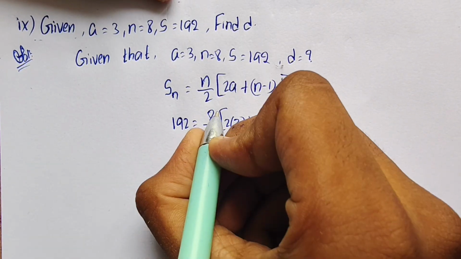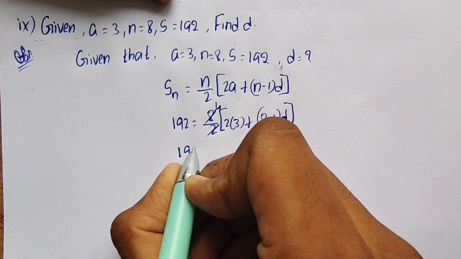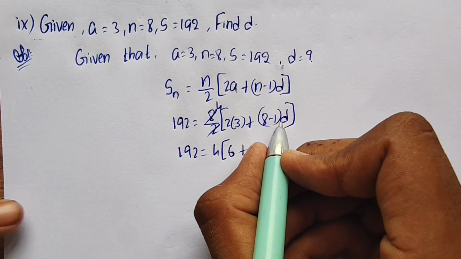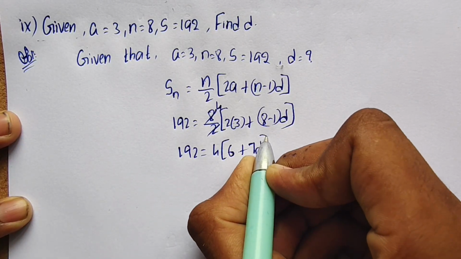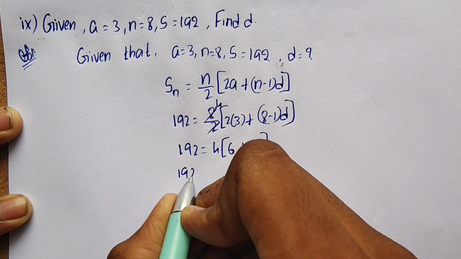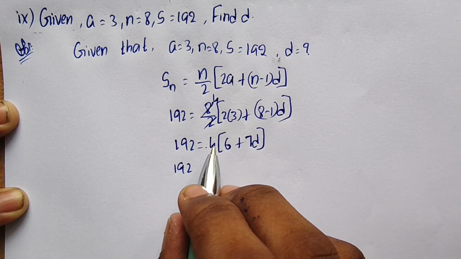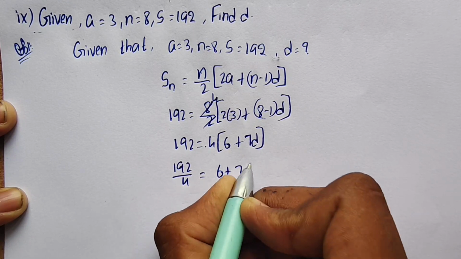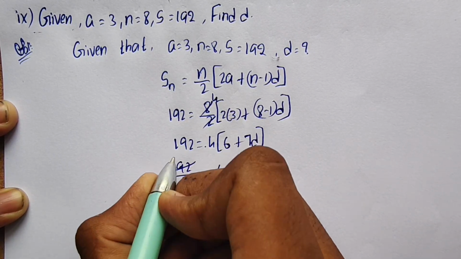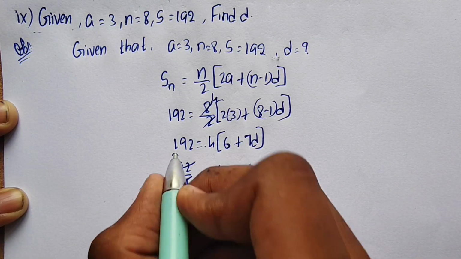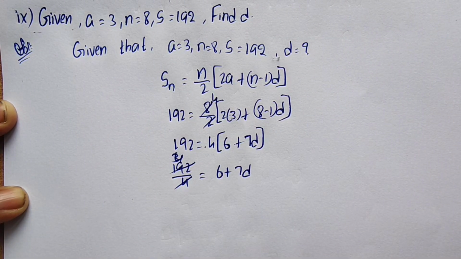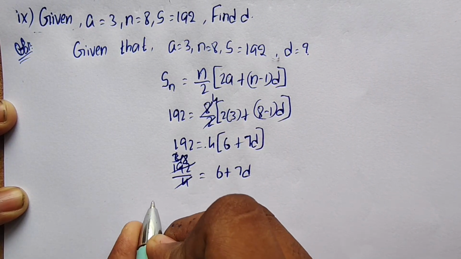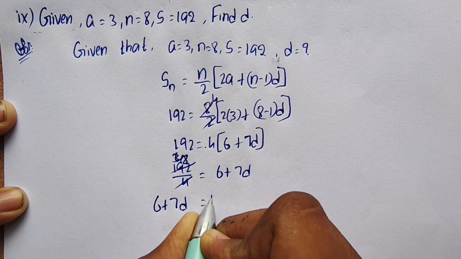So 2 ones are 2, 2 fours are 8. So 192 equals 4 into 2 threes are 6 plus 8 minus 1, which is 7, into d, 7d. If you transpose the 4 to the left side, it will divide the 192. So 192 by 4 equals 6 plus 7d. 4 fours are 16, it remains 3, 32, 4 eights are 32. We can write this as 6 plus 7d equals 48.